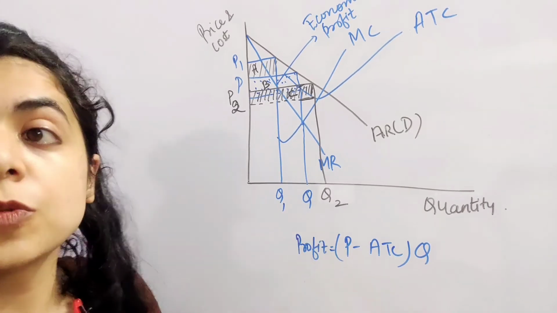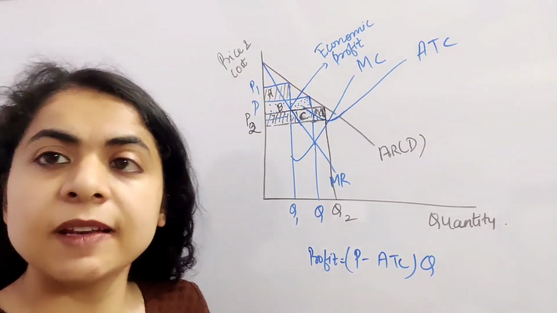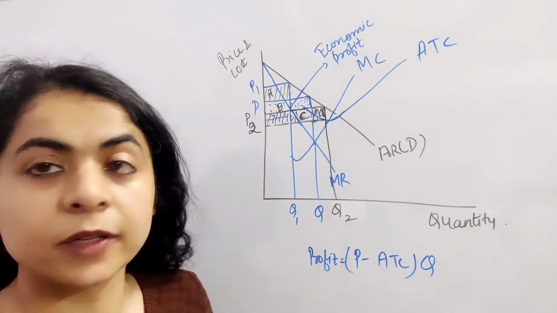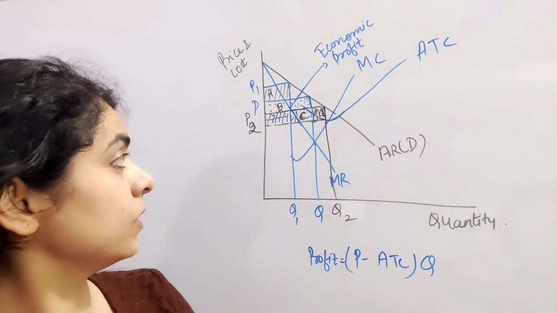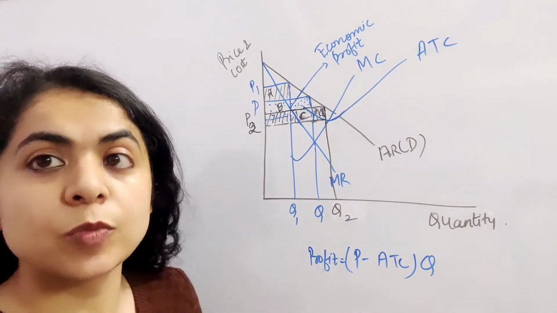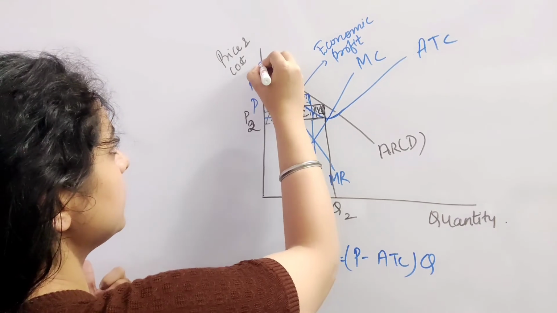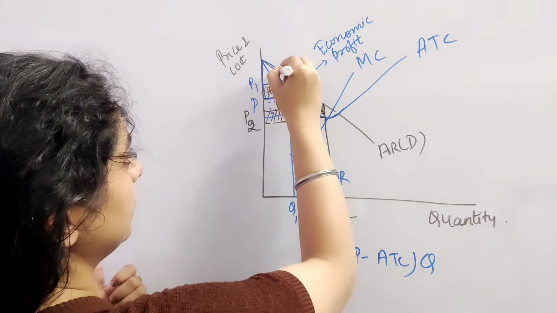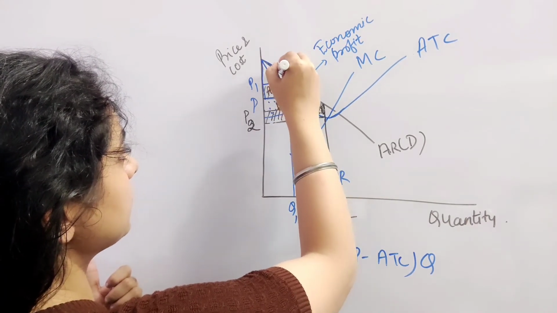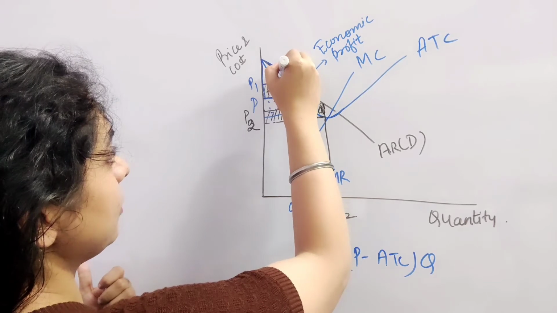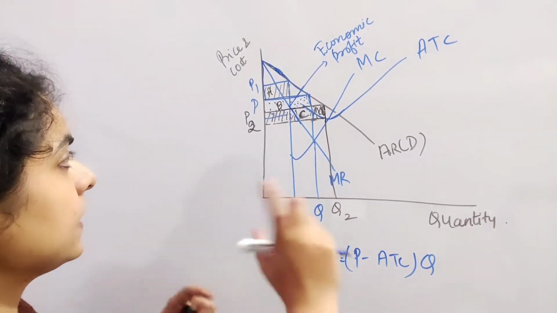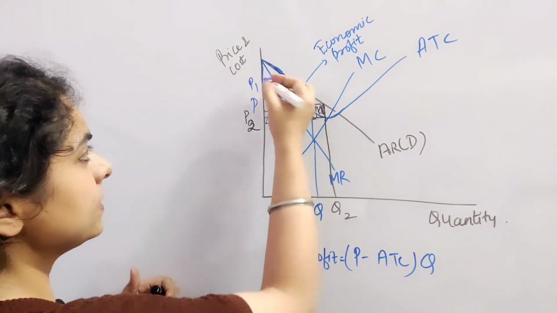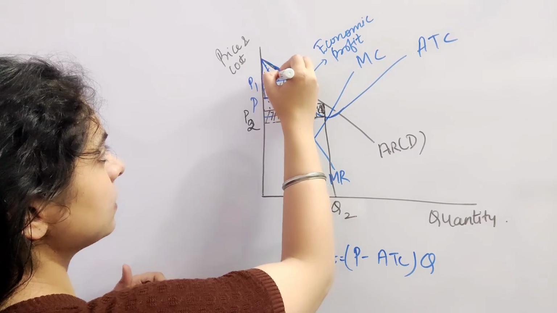But what will happen to the consumer surplus? Second degree price discrimination leads to an increase in economic profit for the monopolist, and we'll see what will happen to the consumer surplus. In case of a single price monopolist, this whole triangle, this whole portion represents the consumer surplus. But in case of second degree price discrimination, those consumers who are paying higher prices are left only with this portion as consumer surplus.